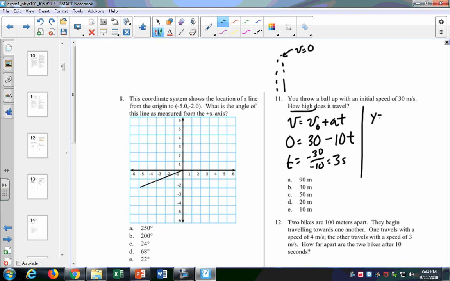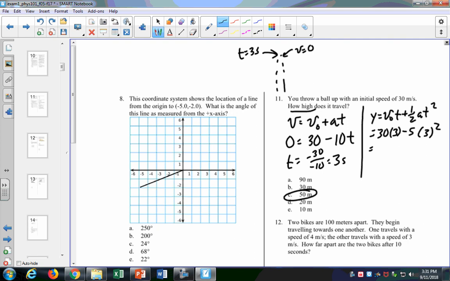I'm not looking for that, though. I'm looking for the height. V0 t plus 1/2 AT squared. And up here, I know now that t is equal to 3 seconds. I just found that. So this is going to be 30 times 3 minus 5, that's half a negative 10, times 3 squared. 90 minus 45, 50 meters.